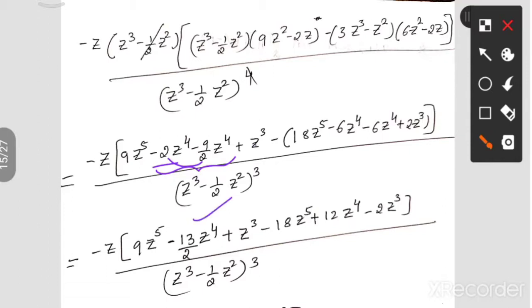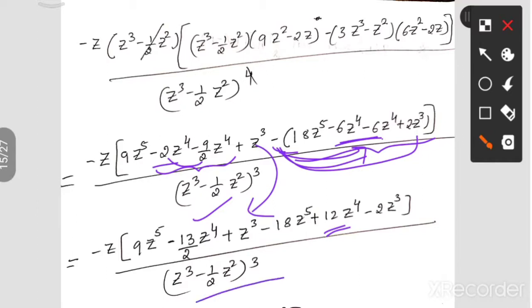So simplify this, the terms remain the same, the minus sign we just take inside. Before taking, take along with that and simplify the inside terms, that is minus 18 z raised to 5, and here you can observe minus 6 z raised to 4 minus 6 z raised to 4, it will be minus 12 z raised to 4. Take the minus sign inside, it will be plus 12 z raised to 4. Minus into plus will be minus 2 z cube.